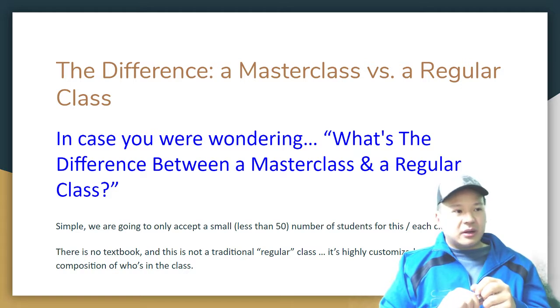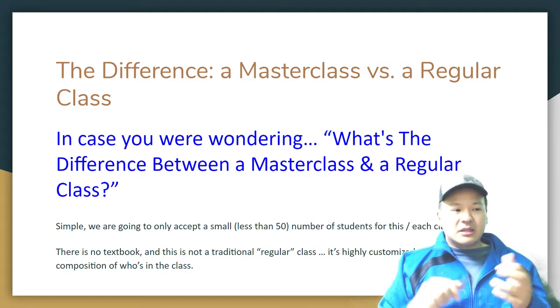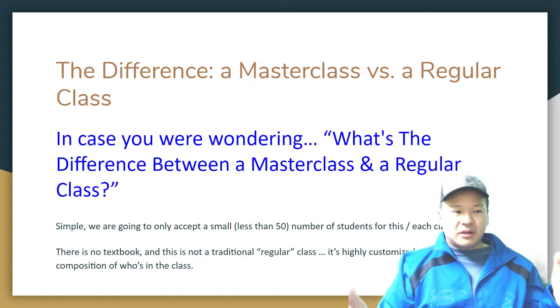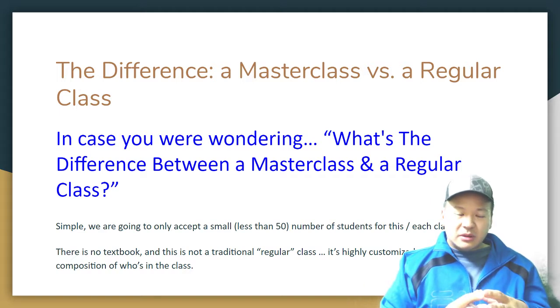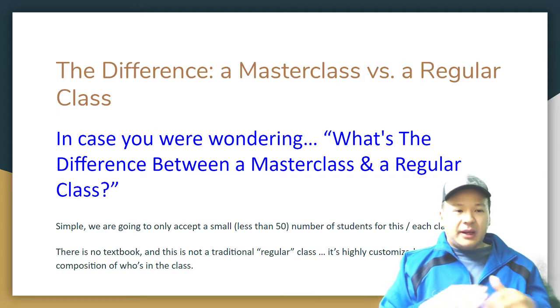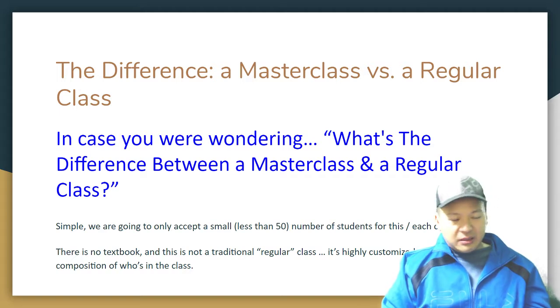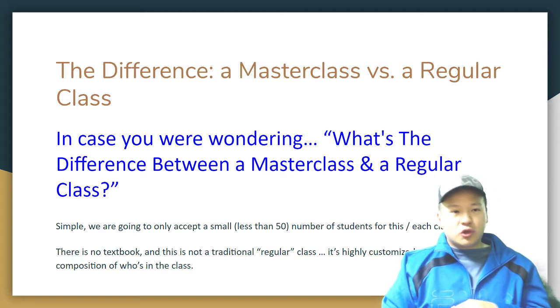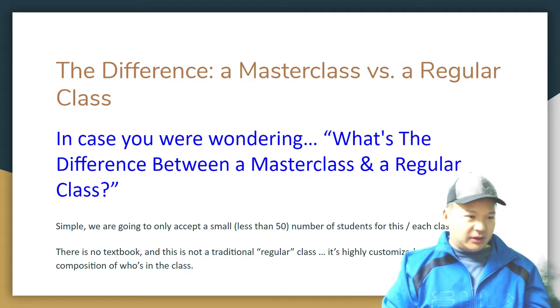So what's the difference between a masterclass and a regular class? Simple, we are only accepting a very small number of people. It definitely has to be under 50 students. Each masterclass will have at most 40, 50 people, under 50 for sure. 50 is too much. And we might even break it down into smaller groups if we really need to.